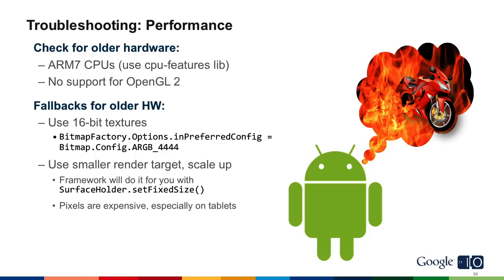Checking for ARM7, checking for support for OpenGL 2, and then you can use fallbacks. You can do things like 16-bit textures. You can actually convert them on the fly using BitmapFactory. You can also use a smaller render target using SurfaceHolder.setFixedSize. Of course, there are other ways of doing that within OpenGL, but this actually does it at the optimal place, which is at the compositor.